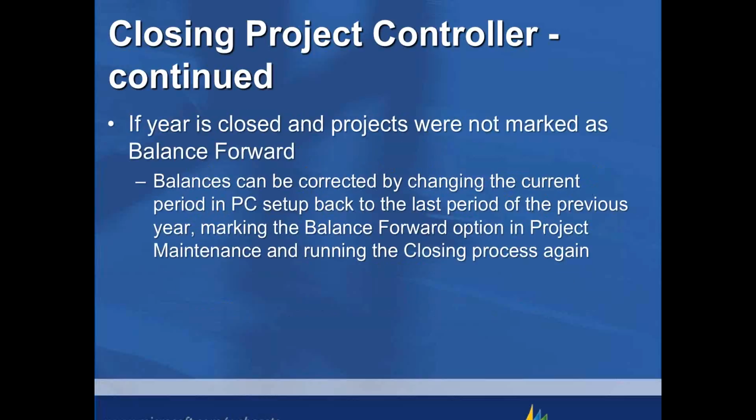If the year is closed and projects were not marked as balance forward, you can correct that. What you would do is go to the Project Controller setup screen and set the period back to the last period of the previous year. This is after you've marked the appropriate ones as balance forward that may not have been before, and then rerun the year-end closing process. And that'll get everything back into line.